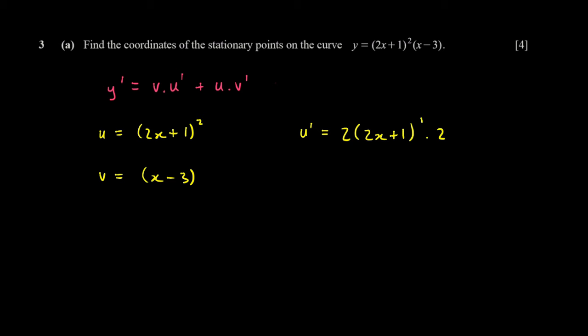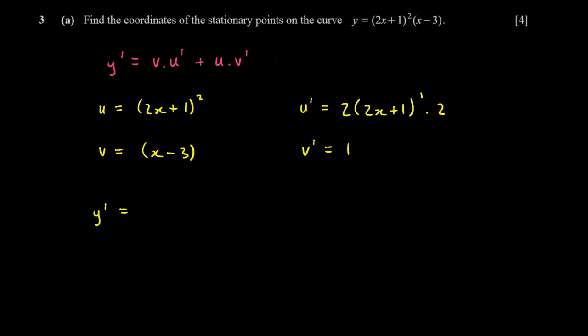Right, so that there is a chain rule if you're not so sure. V prime, well, x minus 3, if I differentiate it, just gives me 1. So now what I've got to do is just substitute into the expression. So v du, so I'm going to get x minus 3 times by 4 bracket 2x plus 1, plus u dv. So that's going to be 2x plus 1 squared.